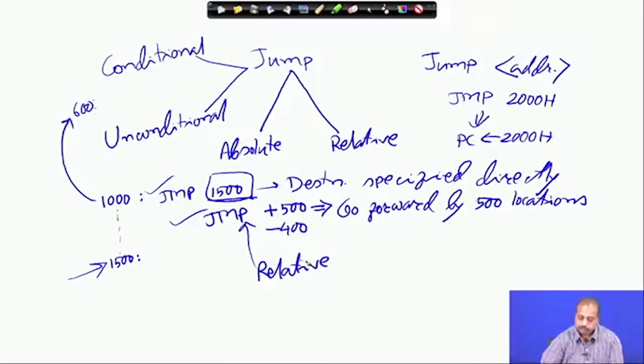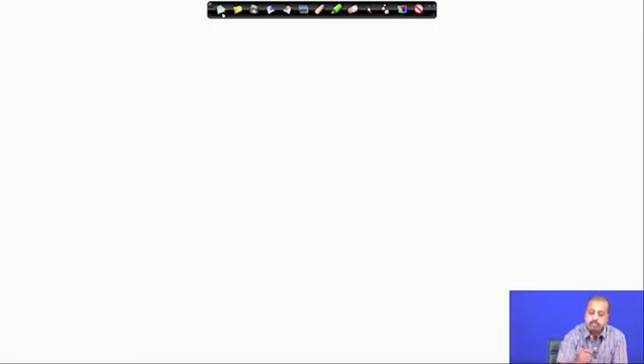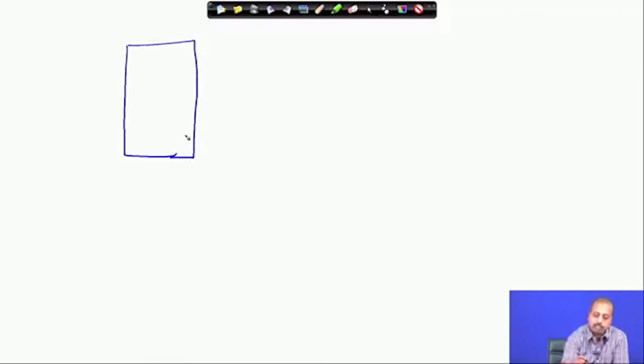Now, why is this relative jump so important, or at all useful? It is like this: suppose I have written a program, and this program has an instruction like jump 1500, where 1500 is somewhere here, and this program is starting at location 0.